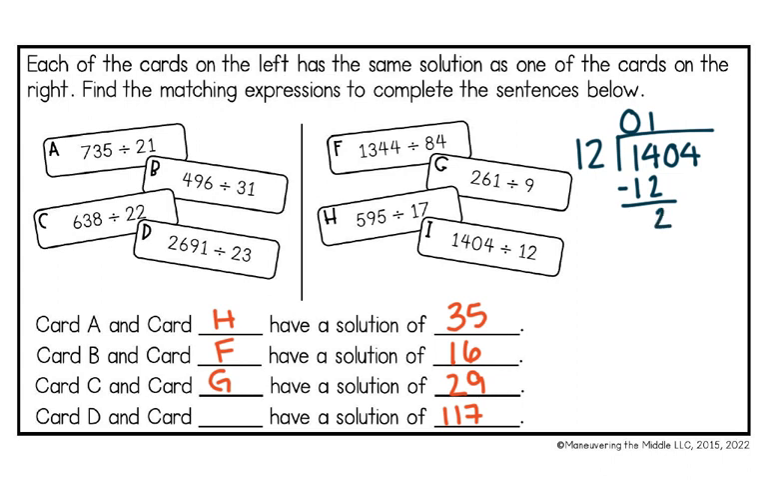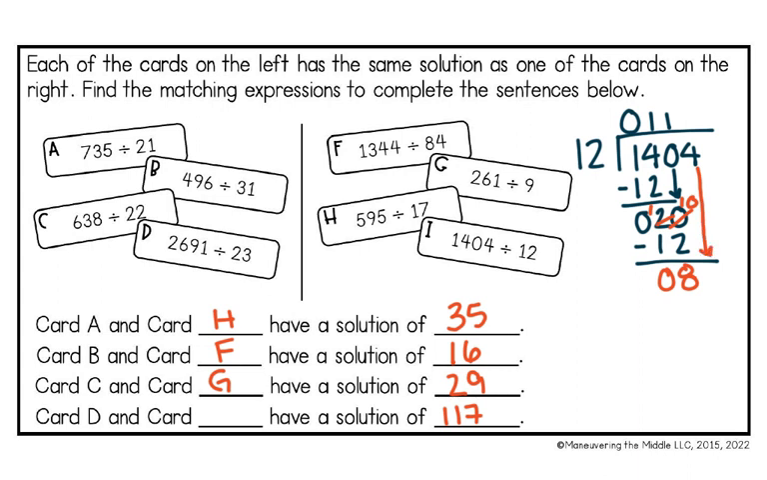4 minus 2 is 2. 1 minus 1 is 0. Bring down that 0. We have 20. 12 can go into 20 one time. 1 times 12 is 12. And I'm going to go ahead and subtract. So we have 0 minus 2, which we can't do. So we need to borrow from the 2. So our 2 becomes a 1, and our 0 becomes a 10. 10 minus 2 is 8. 1 minus 1 is 0.